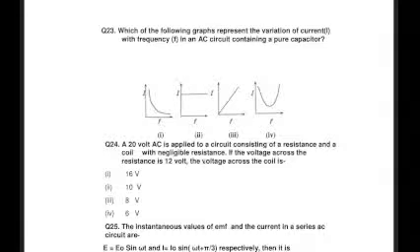Question number 24. A 20 volt AC is applied to a circuit consisting of a resistance and a coil with negligible resistance. If the voltage across the resistance is 12 volt, the voltage across the coil is 1. 16V, 2. 10V, 3. 8V, 4. 6V. Correct. The answer is 16V.